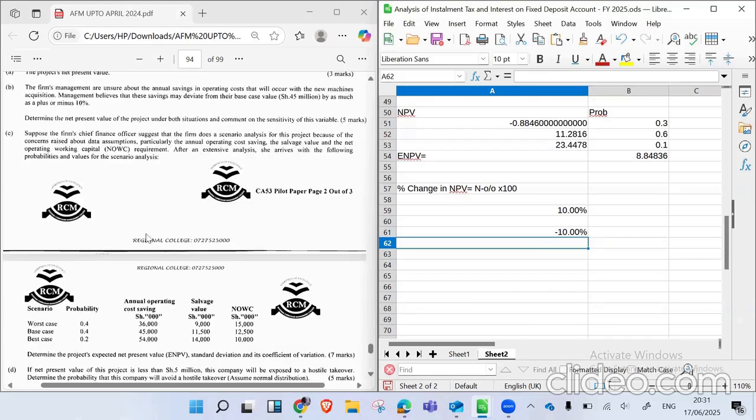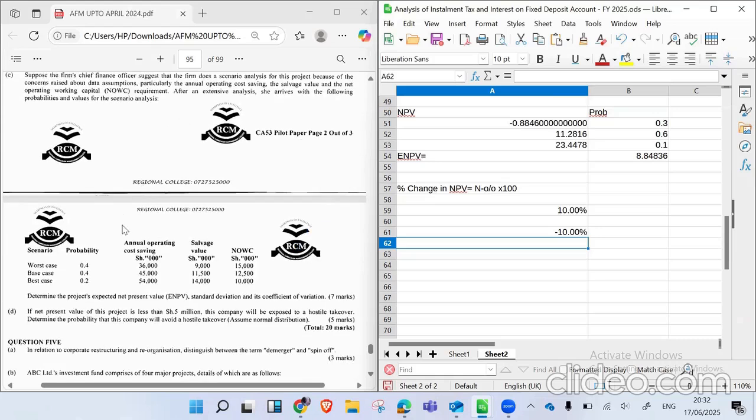Now, if we're okay up to that point, allow me to explain part C. We go through part C to understand. Suppose the firm's CA4 suggests that the firm does a scenario analysis for this project because of the concerns raised about data assumptions, particularly the annual operating cost saving, the salvage value, and the net operating working capital requirement. After an extensive analysis, she arrives at the following probabilities and values for the scenario analysis. Remember we said scenario analysis is the same as sensitivity analysis, except that scenario may have more than one decision variable changing. That is the case here.